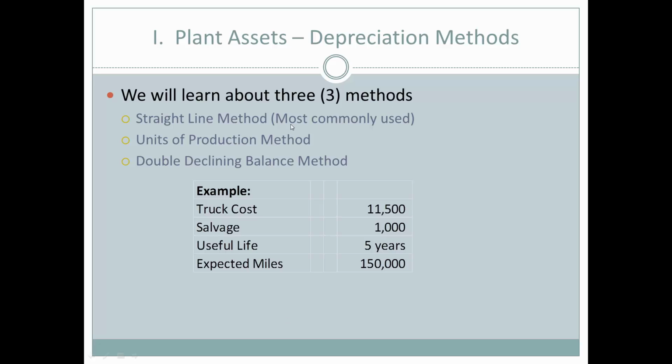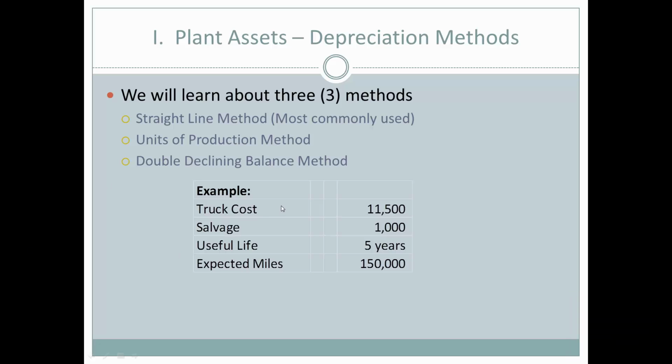We will learn about 3 methods of depreciation: the straight line method, which is most commonly used, the units of production method, and the double declining balance method. The straight line and units of production methods are relatively easy to use. The double declining balance method takes a little bit more time to learn.